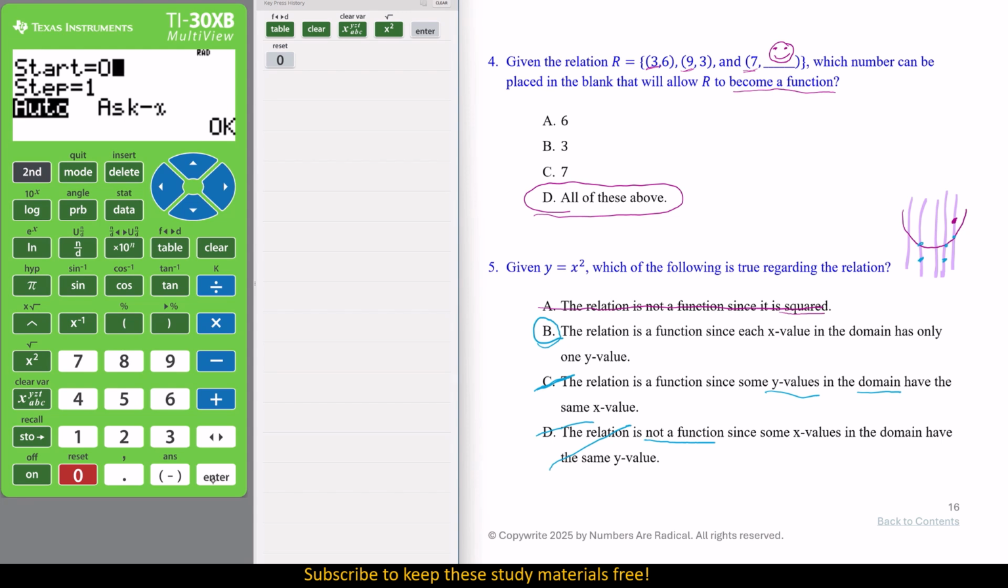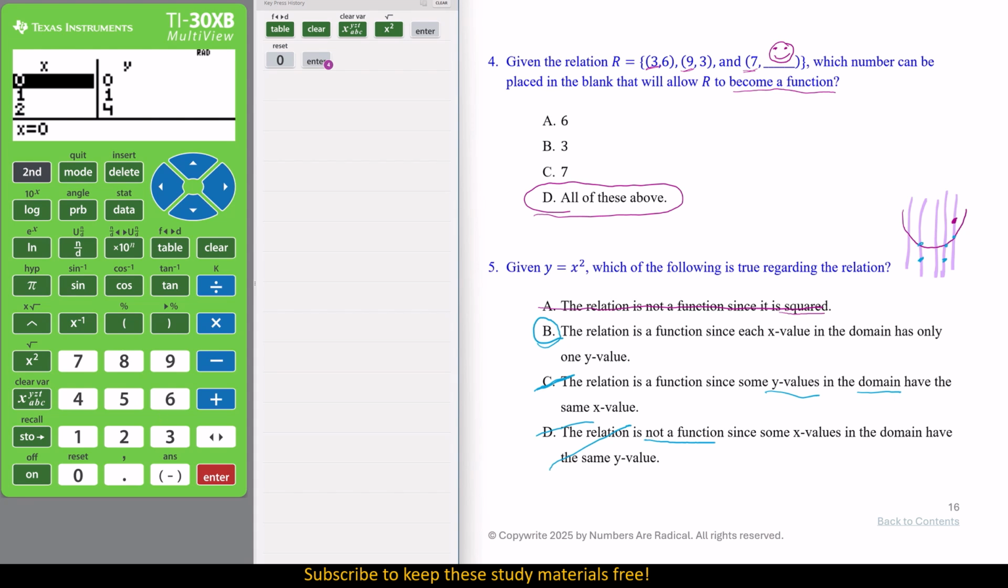Let's look at this visually. I'm going to push enter. I want steps of 1. Notice I have 0, 0. Well, I believe that is okay because that's the vertex. Now watch. I have 1, 1, and 2, 4. Go up.